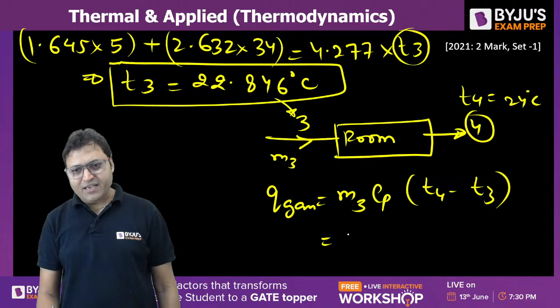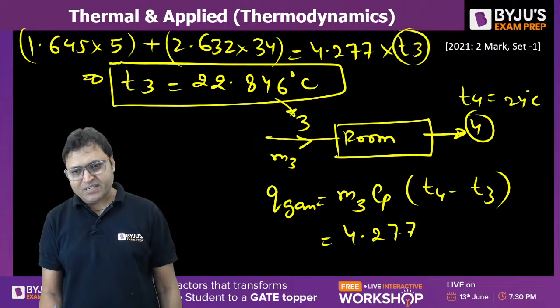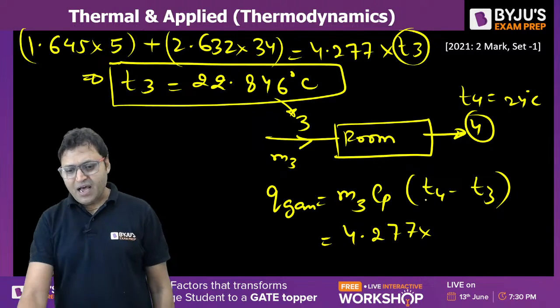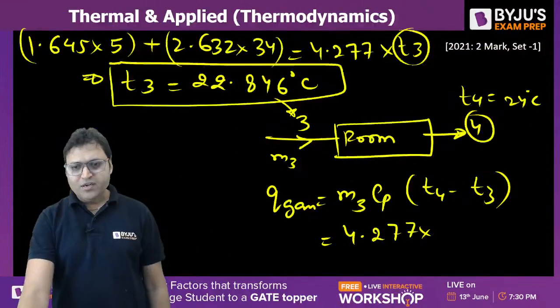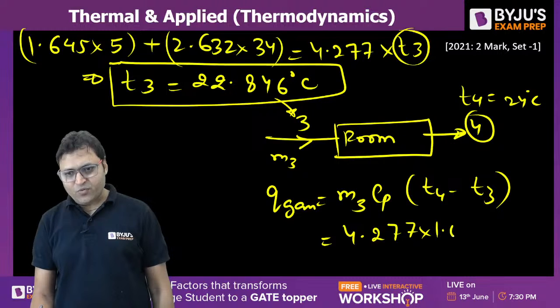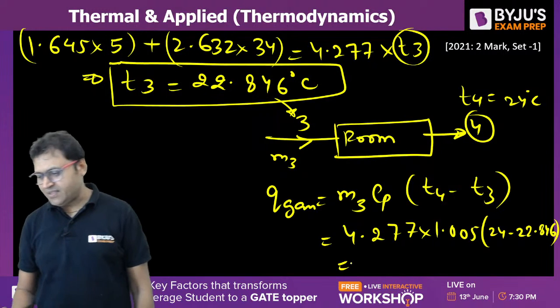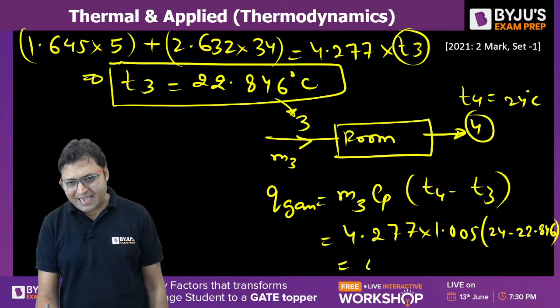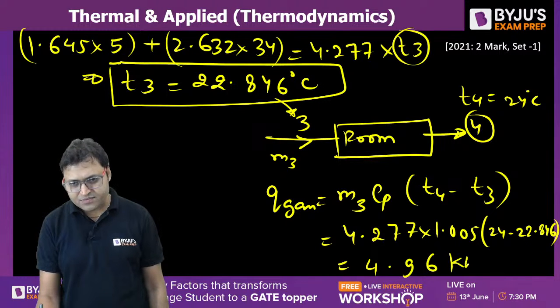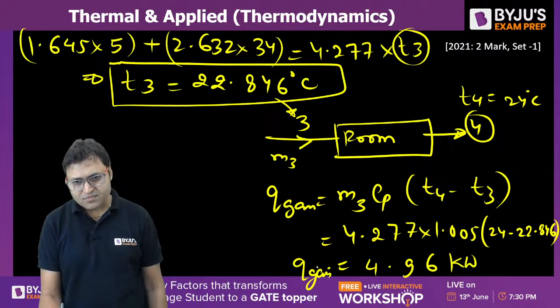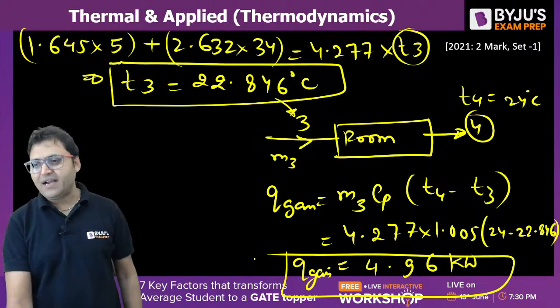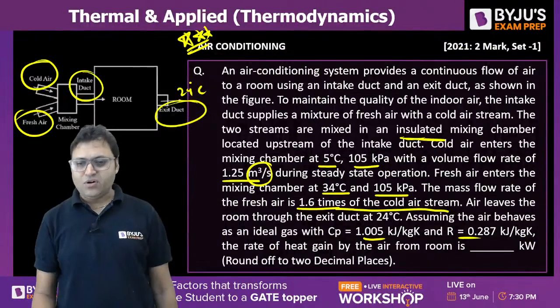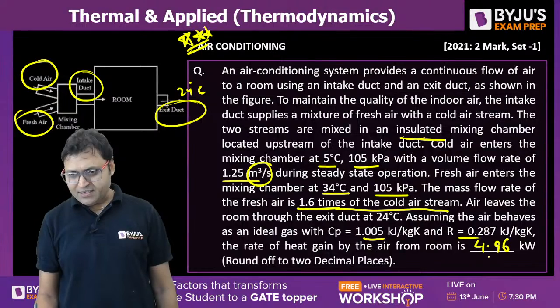So M dot 3 is already calculated, 4.277, into Cp. The answer should be in kilowatt. So Cp is equal to 1.005 and 24 minus 22.846 will give you the answer. So are you getting 4.96 kilowatt or not? 4.96 kilowatt. That is how the question will be solved.